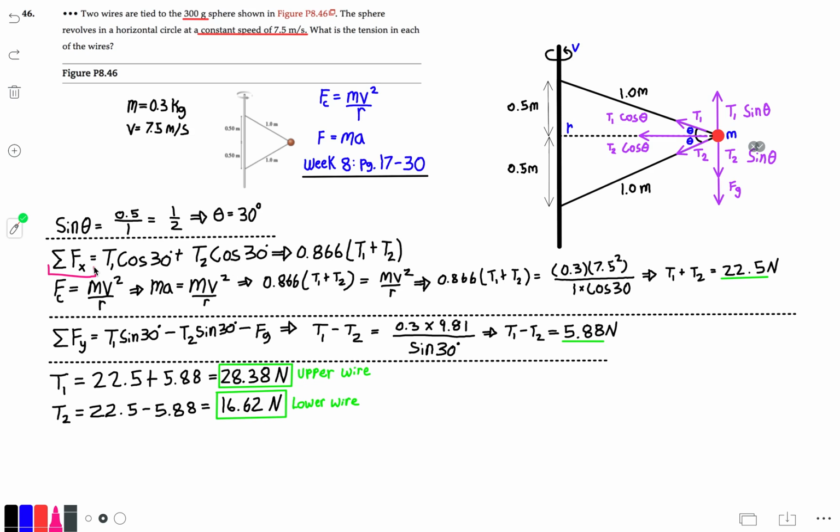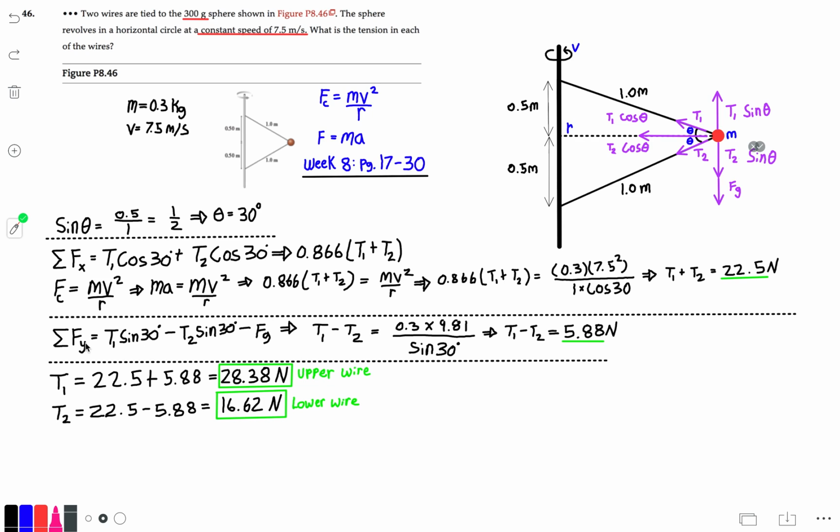Starting off, we're going to take the sum of our forces in the x direction. When we're adding these up, we're using these two relationships that I've written down, because this is our force pointing into the axis of rotation. After finding this relationship, we also need to factor in the centripetal force, which is given by this equation. After a little bit of algebra, we get that T1 plus T2 equals 22.5 newtons.